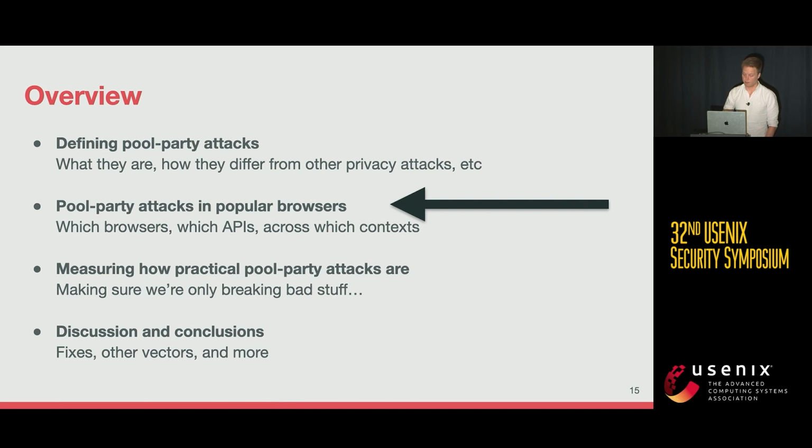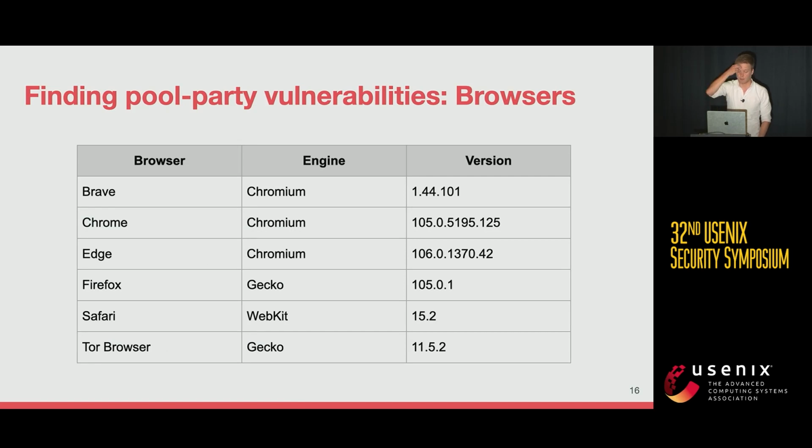All right, so that's broadly what we're calling a pool party attack. Now, where do these things actually exist in browsers? We looked at 6 different browser engines, 3 of which are Chromium browsers, 2 of which are Gecko, Firefox and Tor, and then Safari, which is the main popular WebKit browser at the time we did this study.